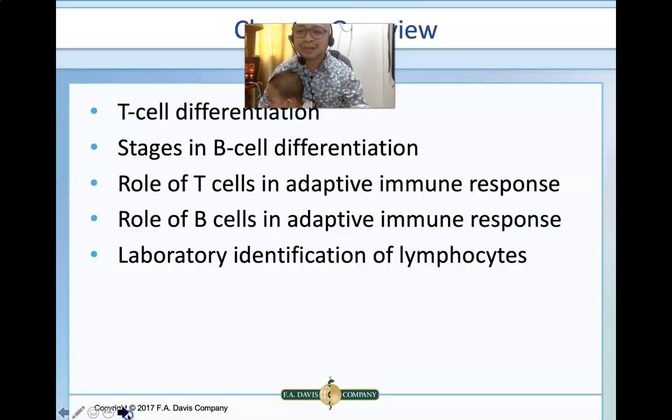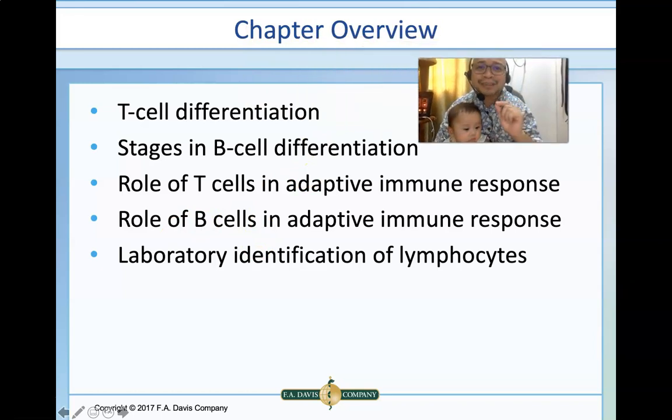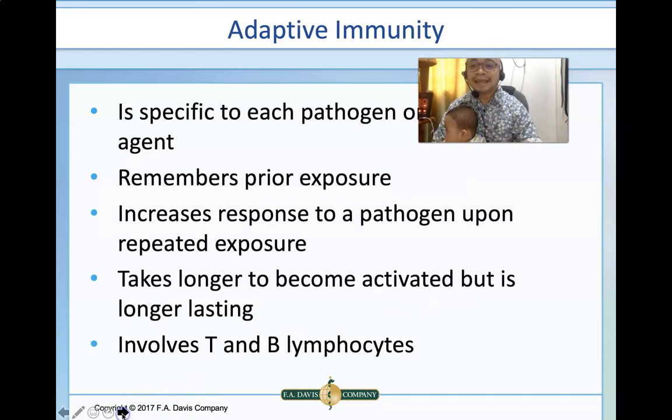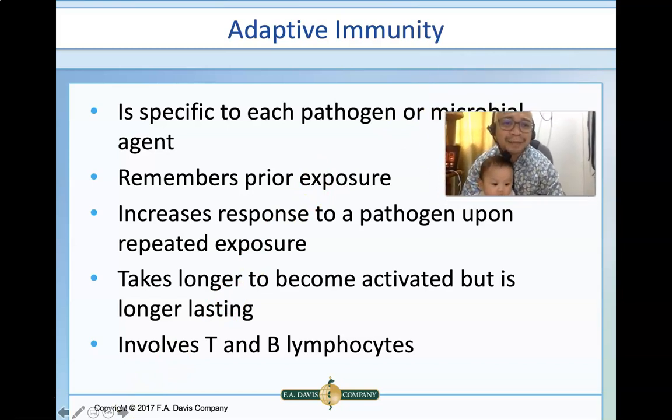Okay, for this particular chapter, we will be discussing the differentiation of T cells and the stages of differentiation of B cells. What are the roles of T cells in adaptive immune response? What are the roles of B cells in adaptive immune response? And some of the laboratory procedures for identification of the different subsets of lymphocytes. Let us have a background discussion of what adaptive immunity is.